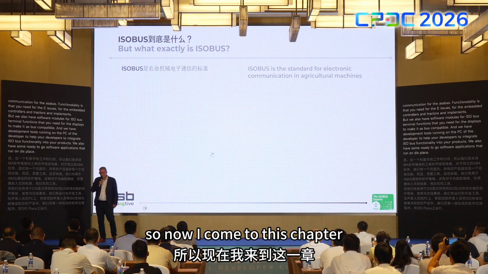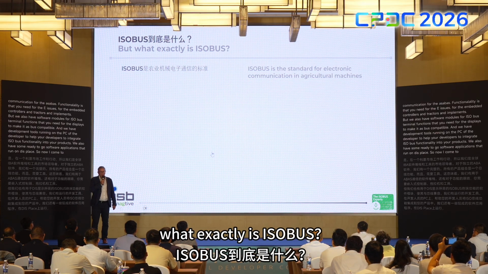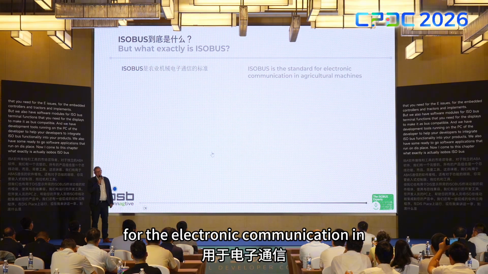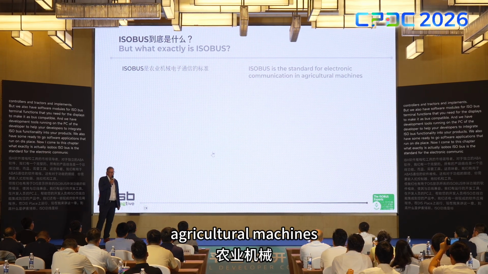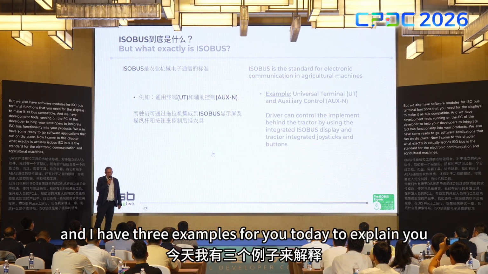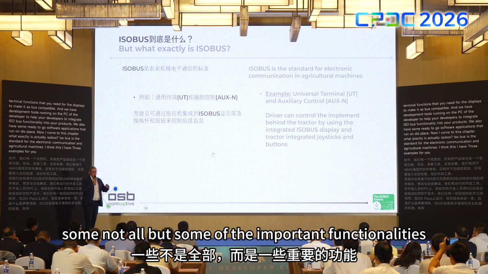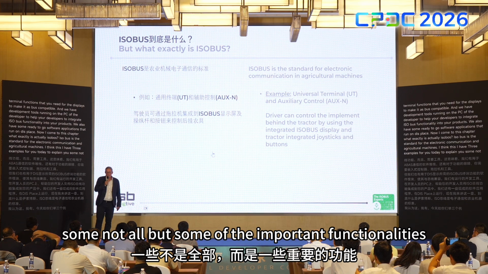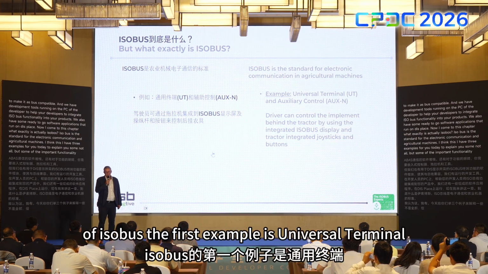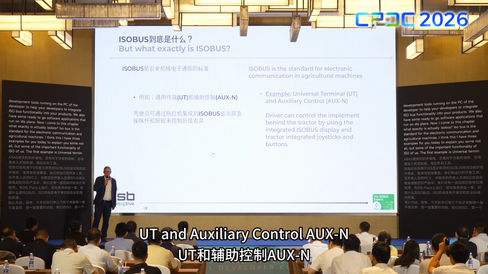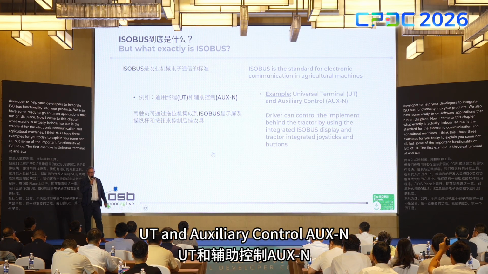So now I come to this chapter, what exactly is actually ISOBUS? ISOBUS is the standard for the electronic communication in agricultural machines. I think this you know. And I have 3 examples for you today to explain some, not all, but some of the important functionalities of ISOBUS. The first example is Universal Terminal, UT, and Auxiliary Control, AUX-N.